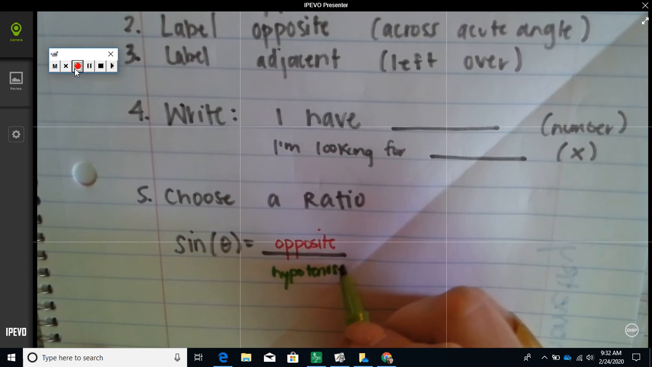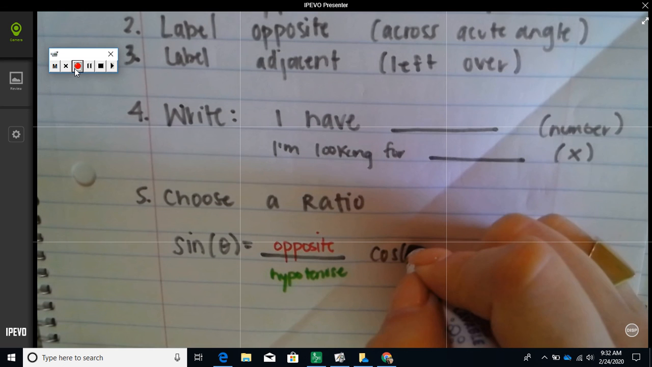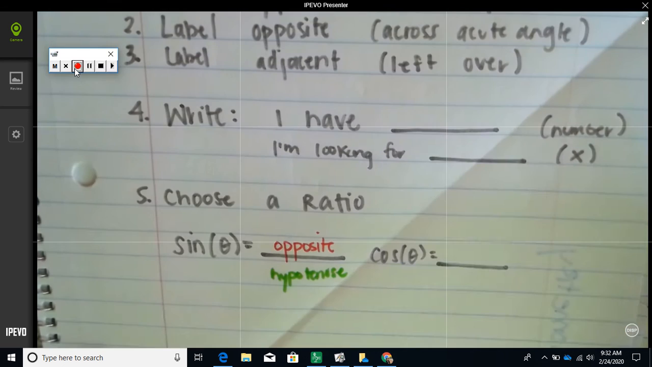hypotenuse. Cosine of the angle is adjacent.